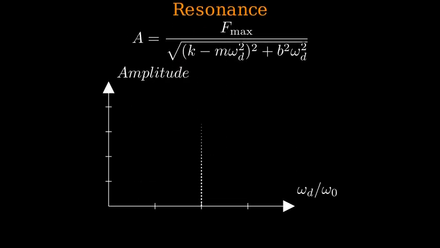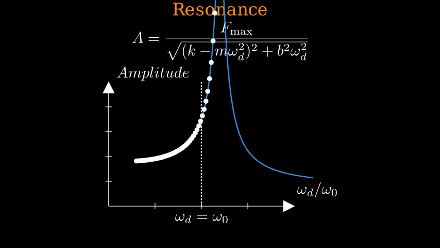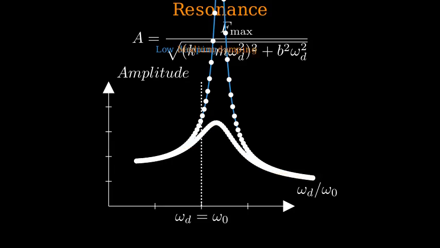The amplitude versus frequency relationship creates what we call a resonance curve. The peak of this curve occurs near the natural frequency of the system. The amount of damping affects the shape of this curve. Low damping gives a sharp, high peak. High damping gives a lower, broader peak.